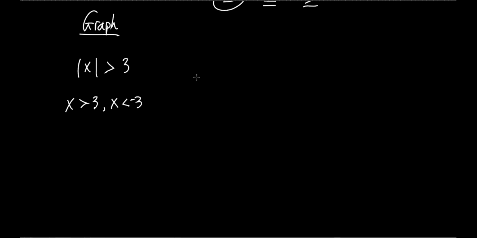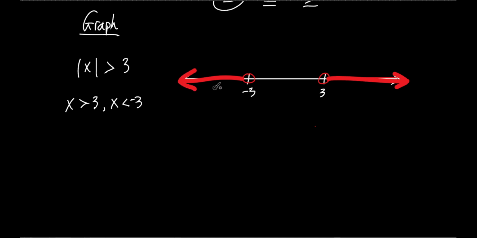So if we were going to graph the thing, I'm going to put a negative 3 right there and a positive 3 right there. Then what would our graph look like? x is greater than 3, so an open circle, and then everything to the right. Let's make it look like this. That looks better. So that would be our graph, like that.